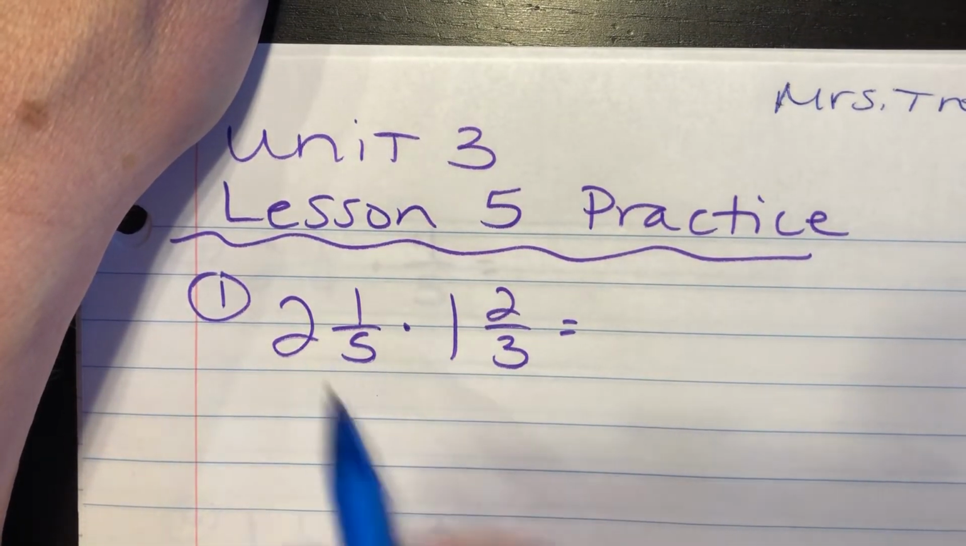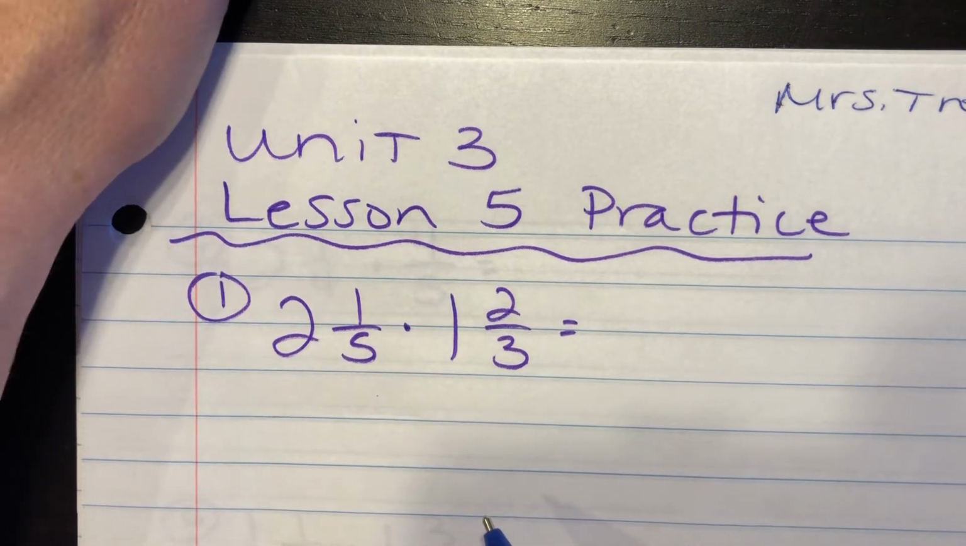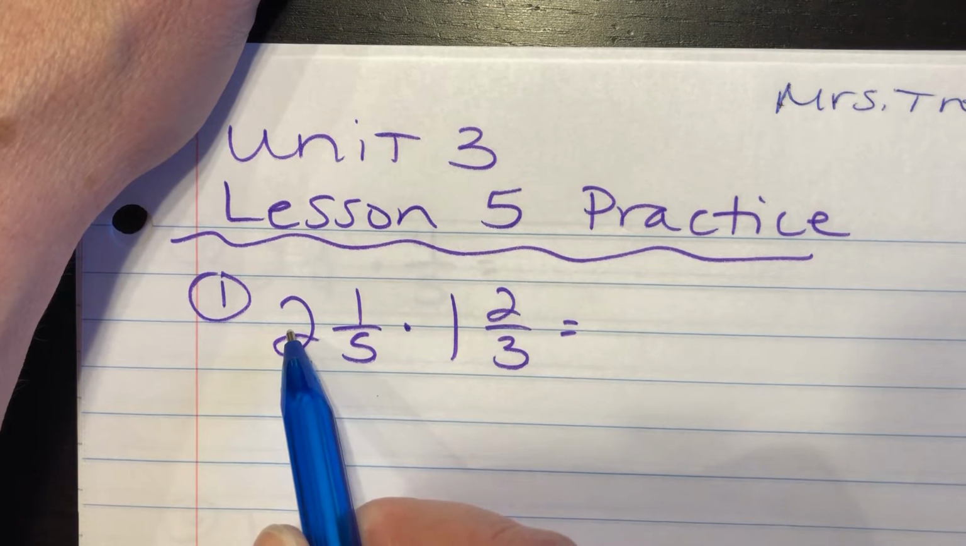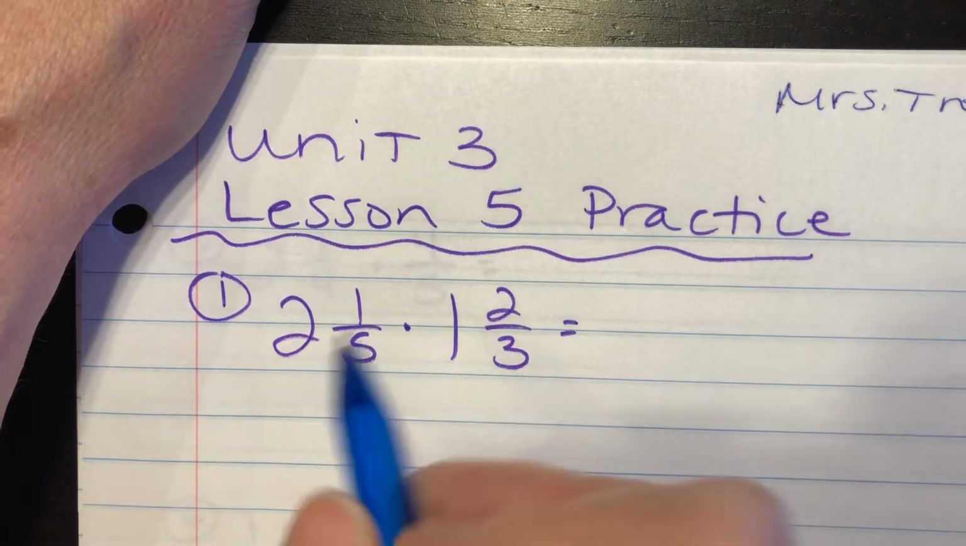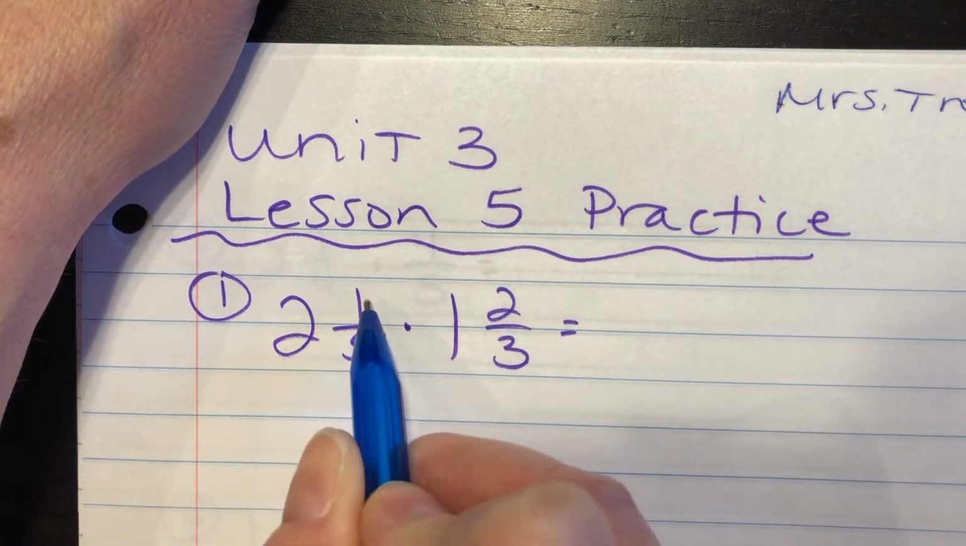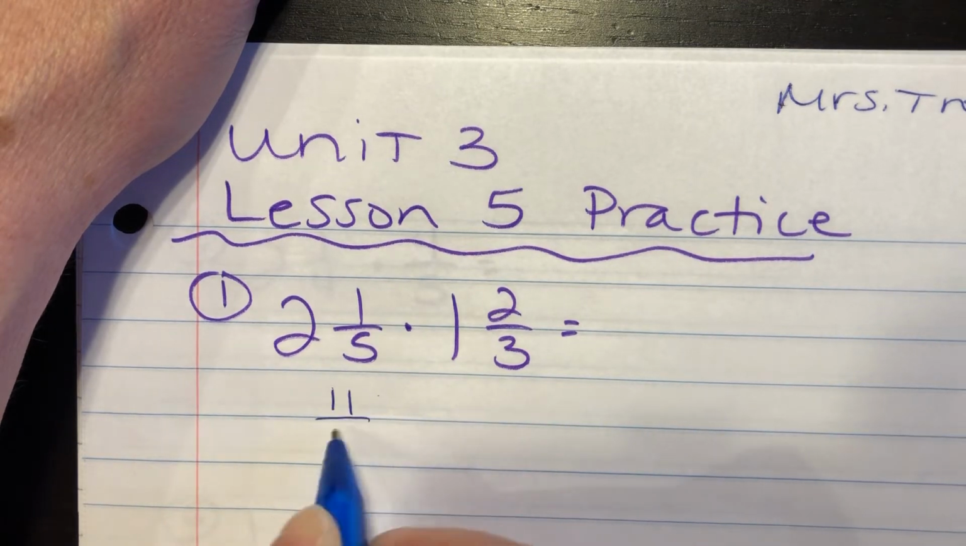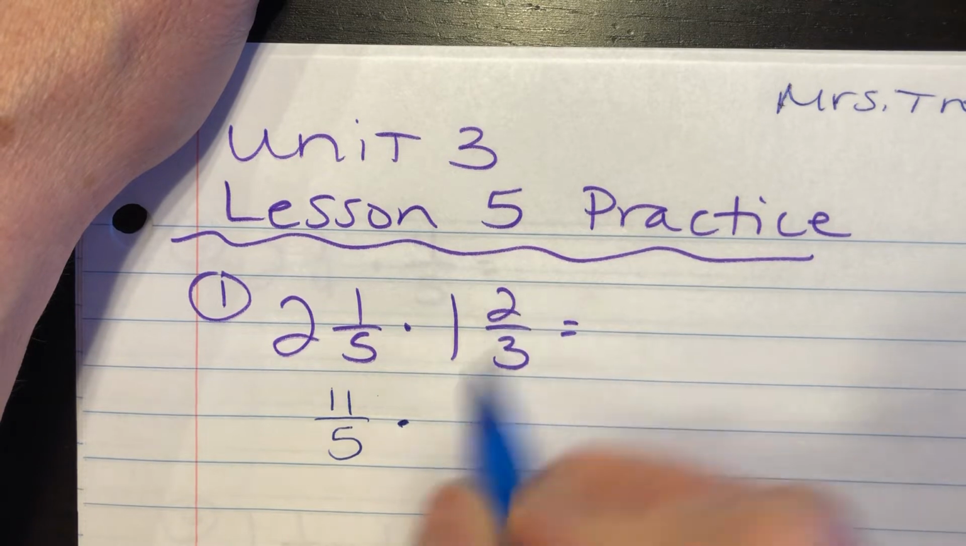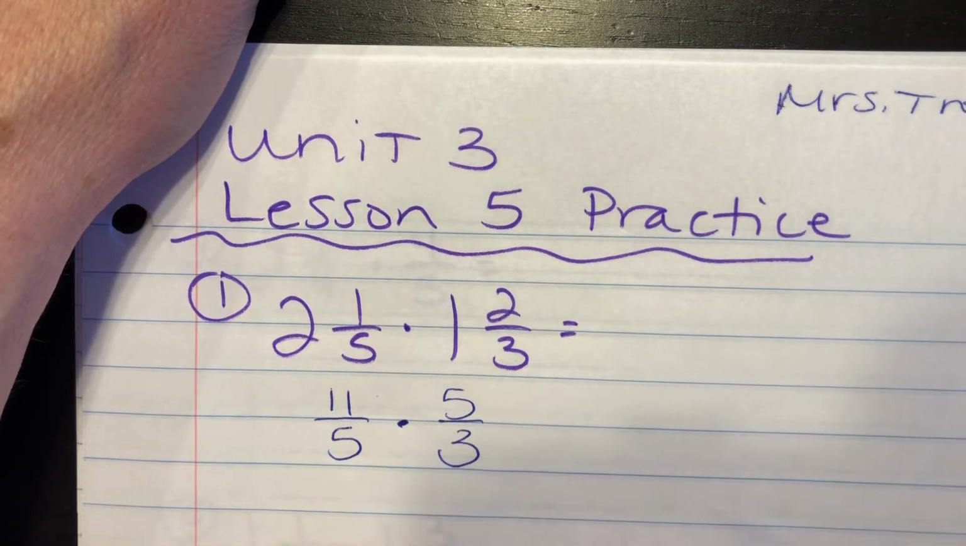Okay, so first things first, we need to change this into an improper fraction. We do that by taking the denominator times the whole number plus the numerator every time. So 5 times 2 is 10. 10 plus 1 is 11/5 times 3 times 1 is 3 plus 2 is 5/3.